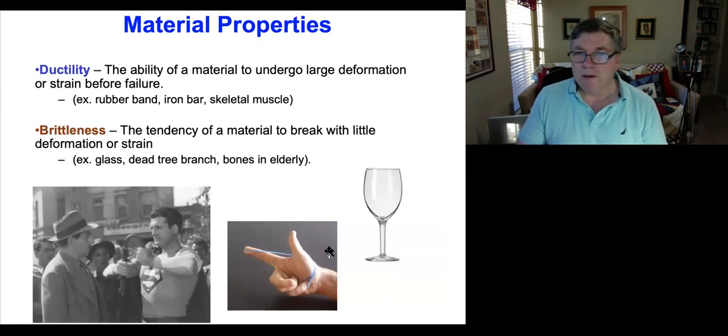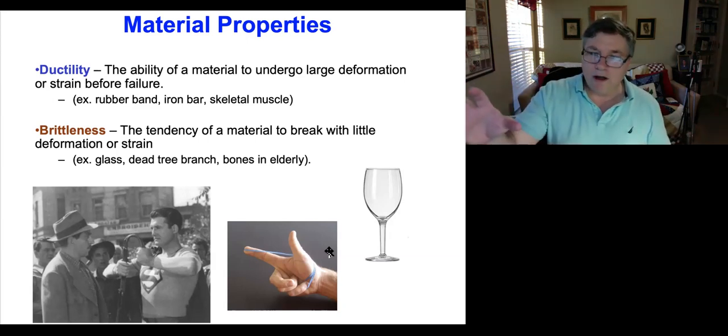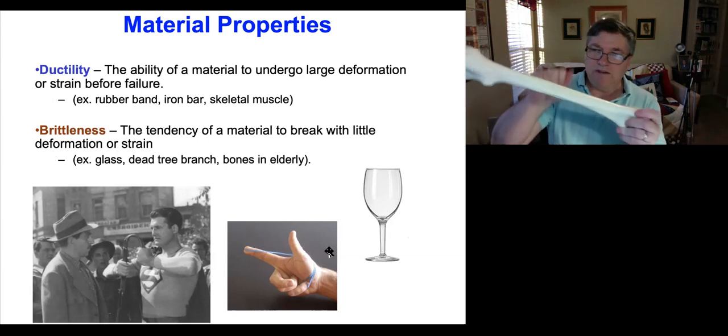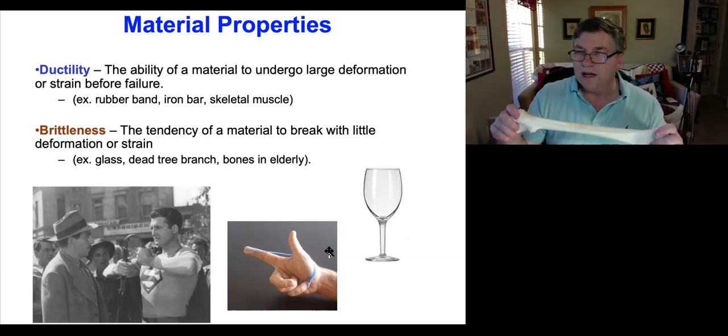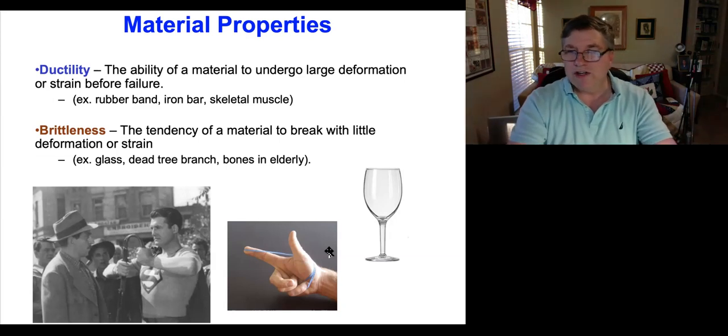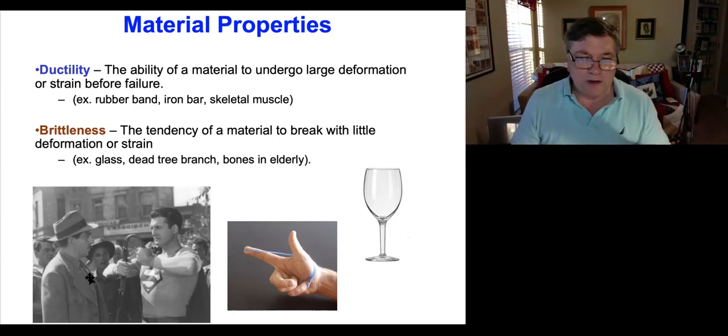Another material property that's not the same as stiff and pliable is ductile versus brittle. A ductile material can bend or stretch a long way before it breaks. So steel is like that. That's why it's used as a building material. Not only is it strong and stiff like a bone is, but it's also incredibly ductile. You can bend or stretch it a long way before it actually breaks.